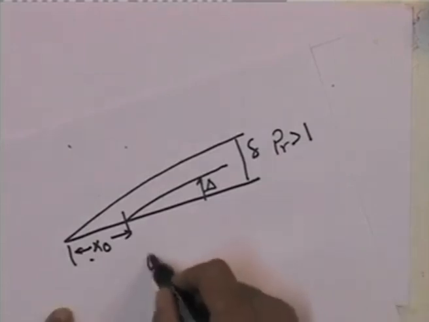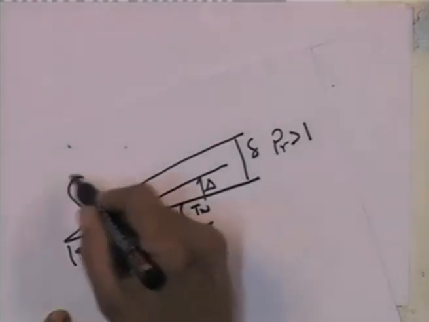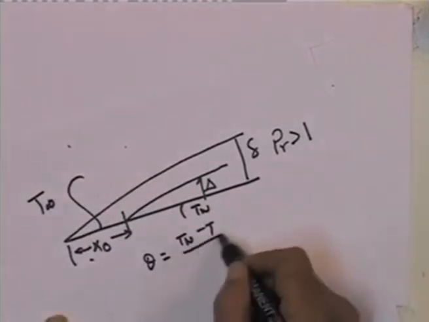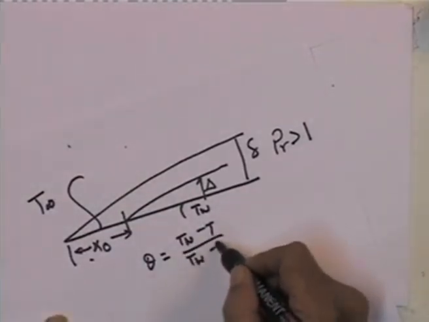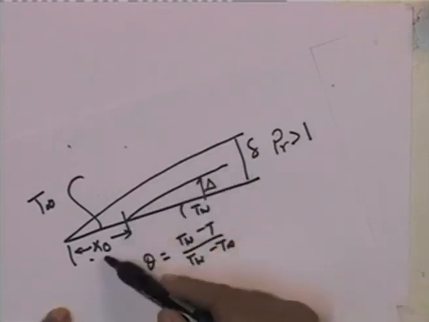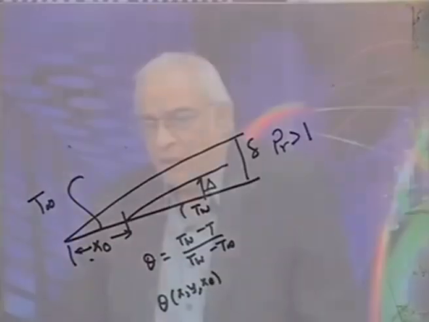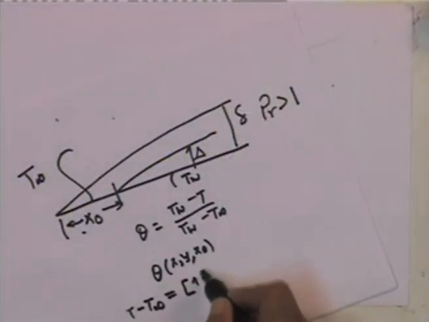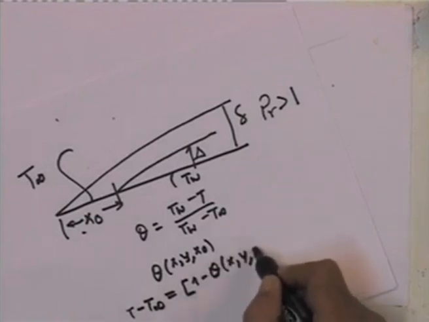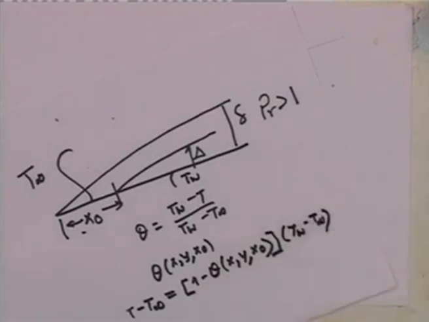So, we have defined theta is equal to Tw minus T. As I said, this is Tw, but here it is T infinity, over Tw minus T infinity. And therefore, the solution for this particular case characterized by the choice of x naught will be theta(x, y, x naught). Then that solution will read as T minus T infinity equal to 1 minus theta(x, y, x naught) into Tw minus T infinity.